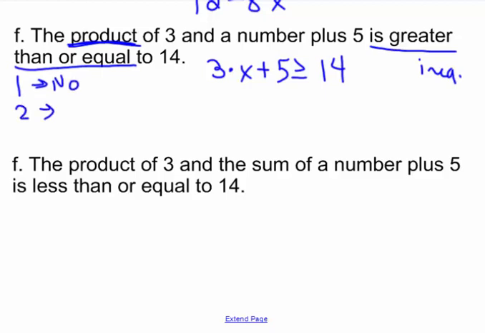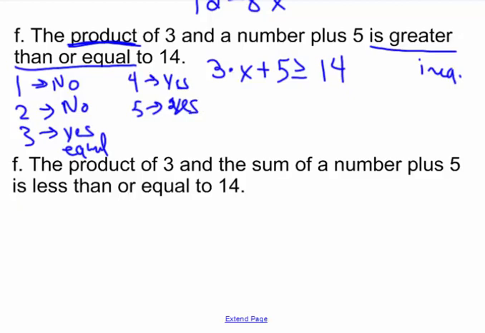When I plug in 1, I get 3 plus 5 is 8. No, that doesn't work. If I plug in 2, 2 times 3 is 6. 6 plus 5 is 11. Nope, that doesn't work. If I plug in 3, I get 3 times 3 is 9. 9 plus 5 is 14. Yeah, they're equal. That's okay. That works. When I plug in 4, yes, that will work as well. I get 17 is greater than or equal to 14. And 5, yes, that will work as well. I get 20 is greater than or equal to 14. So my solution set is going to be 3, 4, and 5 there.